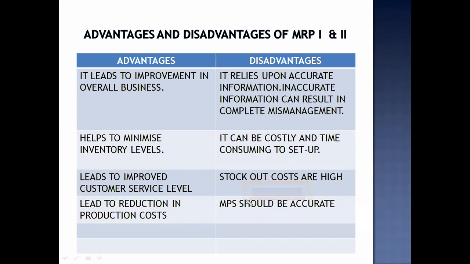And here what happens, one major disadvantage is MPS. The MPS means master production schedule. That also should be accurate so that appropriate information could be provided with respect to the production activities. So here data is important. The information which we are inputting, that is of utmost importance in MRP 1 and 2.